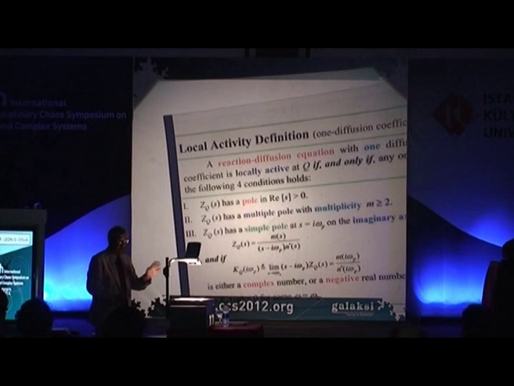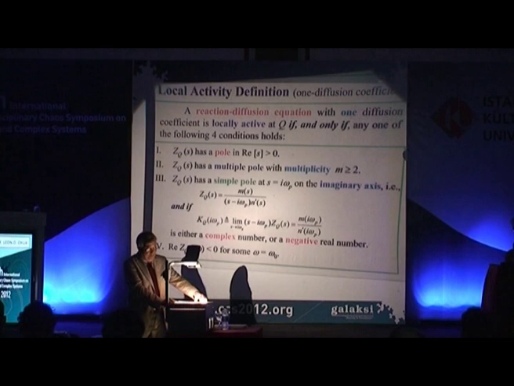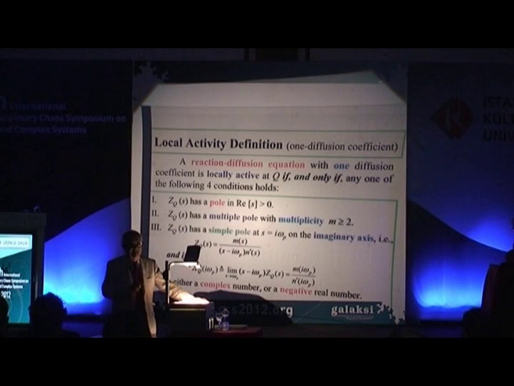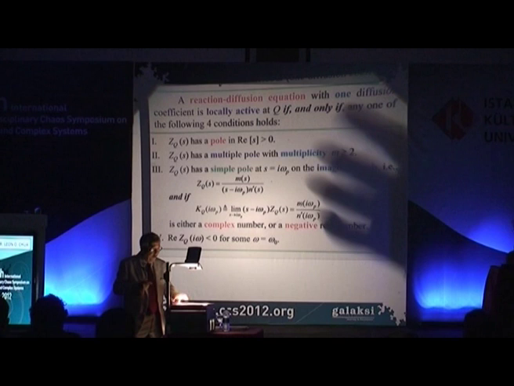I don't want to go through all of them, but the important one is the fourth one. The fourth one says the real part of this complexity function must be negative at some frequency. In other words, there are four ways to be locally active. The first three ways are quite obvious, not important, and not very common. It is the fourth way that is very uncommon. I mean, it's very common, but it's not understood. And that fourth way is the edge of chaos.